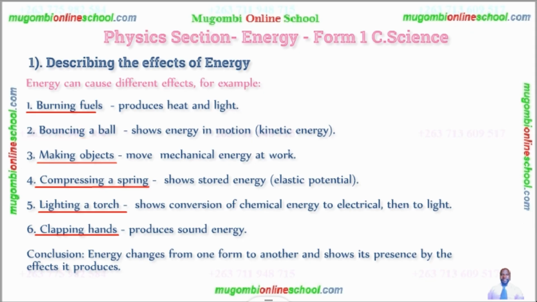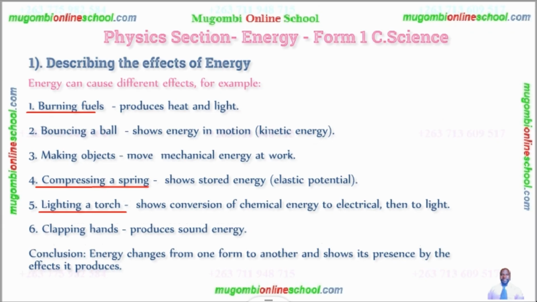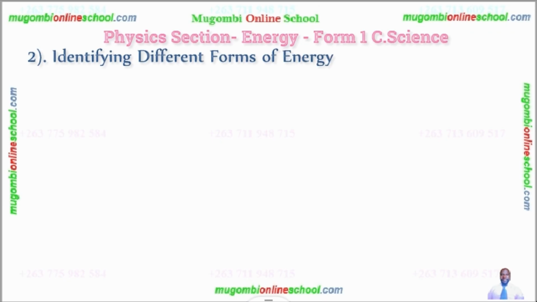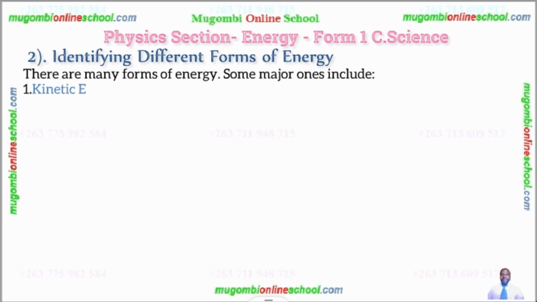So to conclude, energy changes from one form to another and shows its presence by the effects it produces. So all of these are the effects of energy as specified. Now moving on to the second objective, identifying different forms of energy. There are many forms of energy.